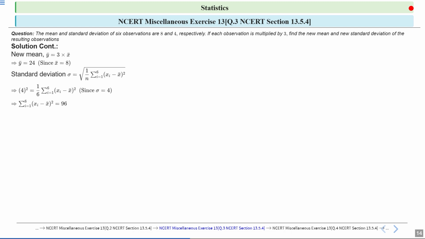Now let's solve for the sum of the squared deviations. So multiplying both sides by 6 gives us sum of xi minus x bar whole squared from i equal to 1 to 6 equal to 96.